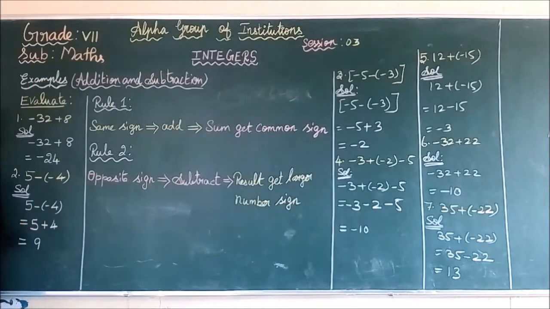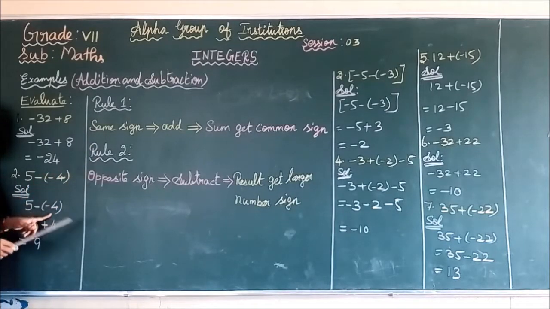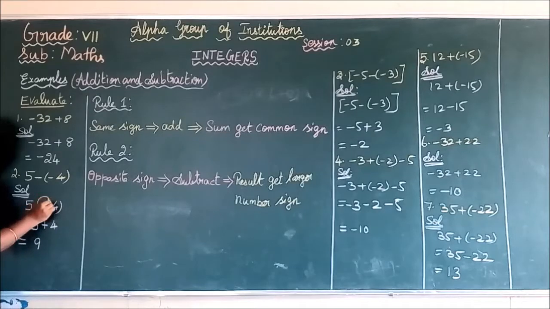See here, we are writing the question again: 5 minus of minus 4. Before applying Rule 1 and Rule 2, as I have told you, you have to remove the bracket. Now we are going to remove this bracket. So write the 5 as it is, 5 minus into minus. While removing the bracket, you have to multiply the symbols first. In between the numbers we have the symbol minus, so multiply this minus with minus.